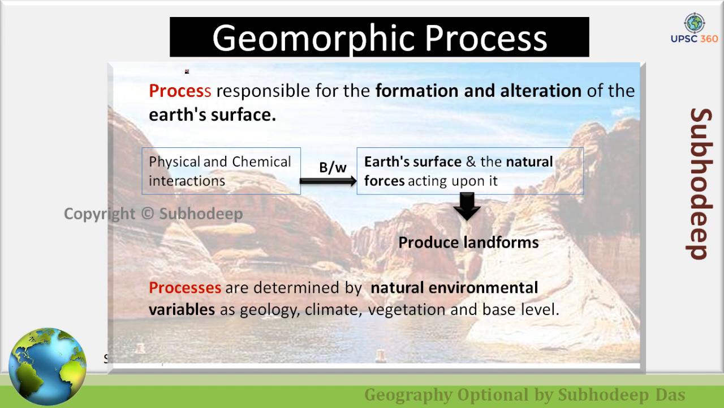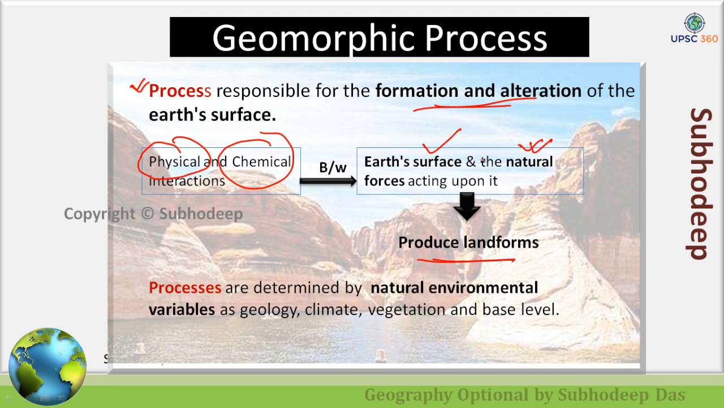Now, first of all, since these are types of geomorphic processes, let's see what geomorphic process means. A geomorphic process is any kind of process which leads to the formation and alteration of Earth's surface. How does it happen? It happens due to interaction between the physical and the chemical components of Earth and the natural environment, which further results in the producing of landforms, right?